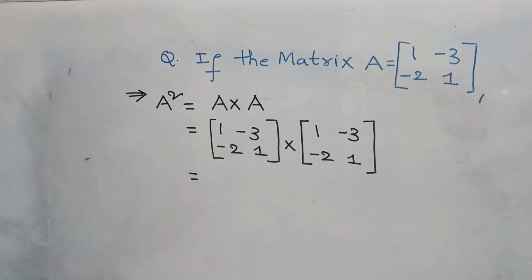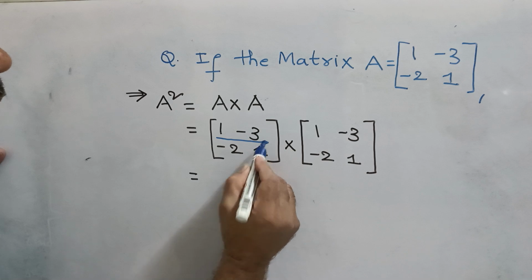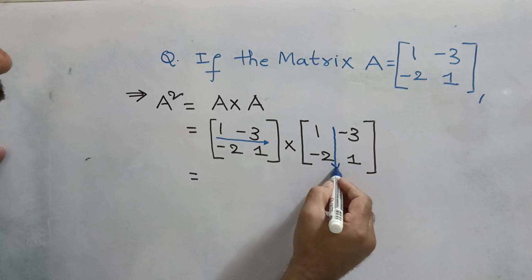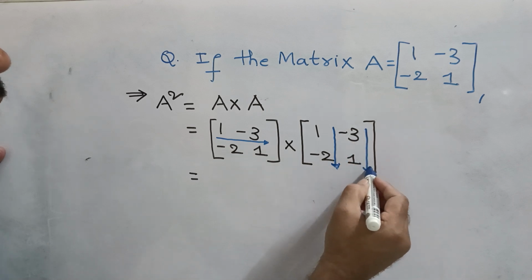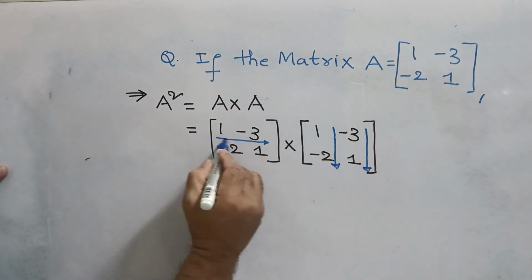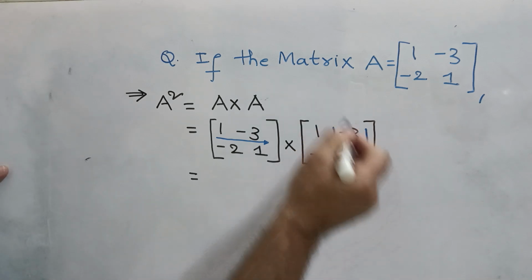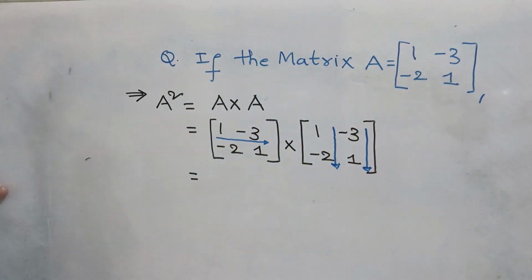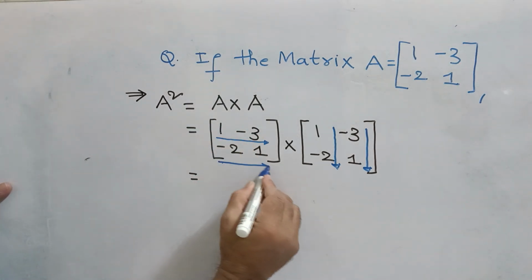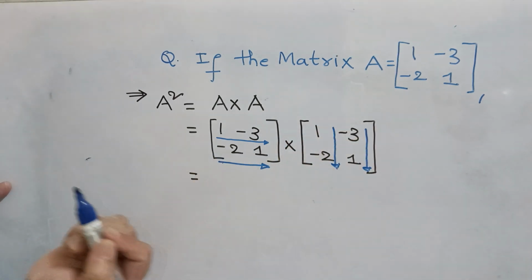I will mark with a blue sketch here. So take the first row, and this first row's elements must be multiplied with the first column of the second matrix. Similarly, for the second column of the second matrix, we have to consider the first row, and these elements must be multiplied with the column elements. Similarly, in the second step, we have to consider the second row of the first matrix, and we again consider the two columns of the second matrix.